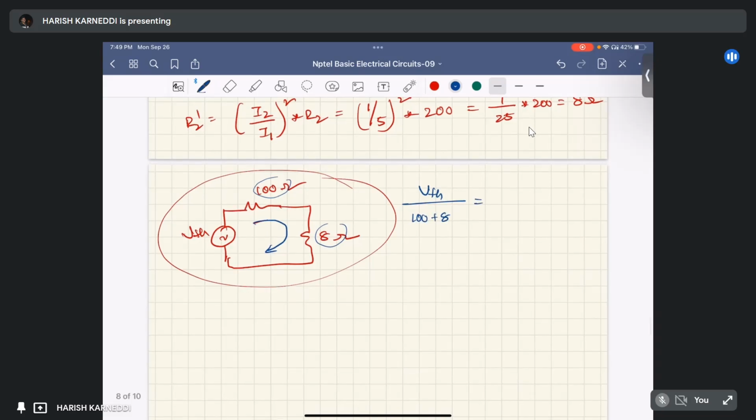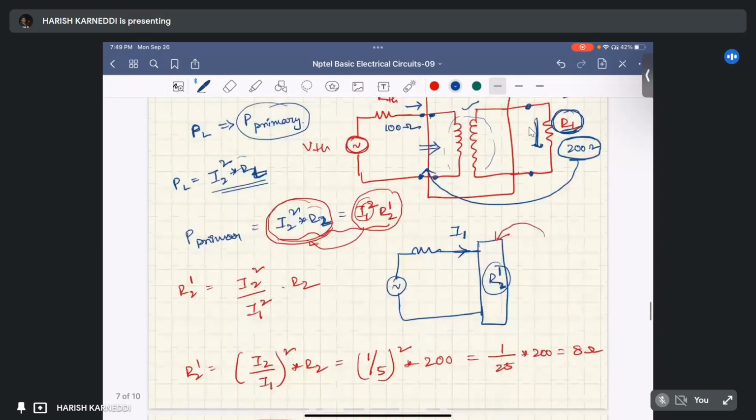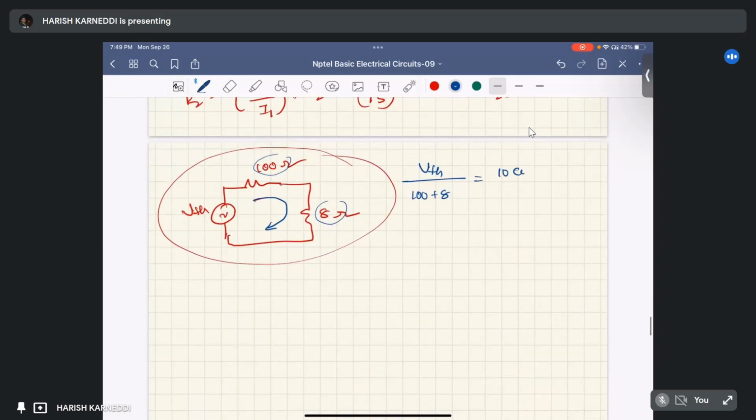VTH is 10 cos 2000 t, divided by 108 ohm. So I1 equals, what is the value? 10 by 108. It is 92.59 cos 2000 t milliamps.